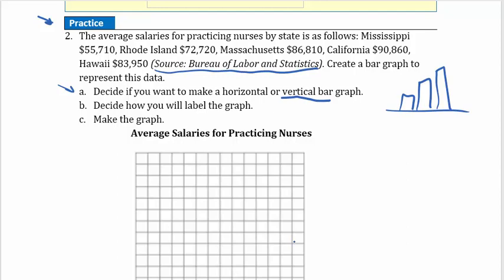And so whenever we're creating a vertical graph, either bar graph or in a little bit where we're creating a line graph, we always put our independent variable on the bottom.